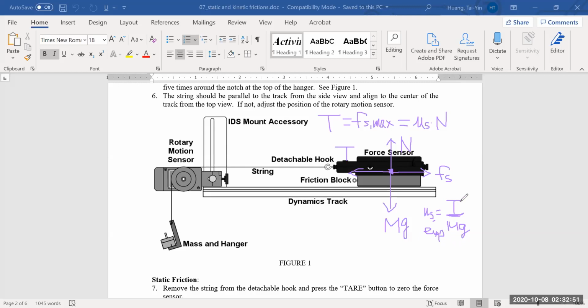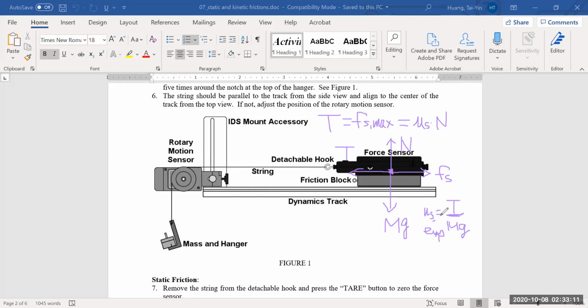So T, tension, over Mg. The tension will be given, and the capital M, the individual masses, will be given, so you need to find the capital M. And g, of course, is positive 9.8. So when you do that, you get the experimental value of the coefficient of static friction.